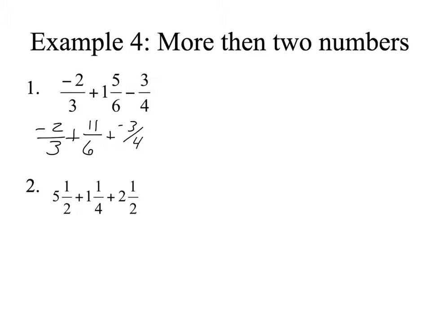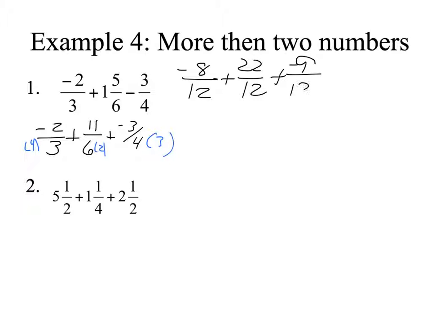Easiest common denominator in this case is 12. I can easily get the 3, the 6, and the 4 into 12. First parenthesis, top and bottom will multiply by 4. Second parenthesis, top and bottom by 2. Last parenthesis, top and bottom by 3. So negative 8 over 12 plus 22 over 12 plus negative 9 over 12.